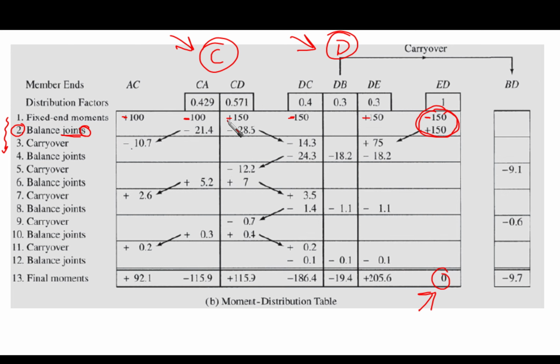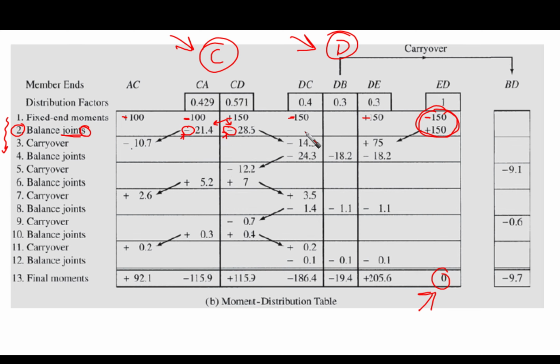This plus 50 is going to be distributed between the 2 branches here with the negative sign. Whenever we balance, it is with the opposite sign of the difference. So we have 150 minus 100, which gives us 50 unbalanced moment. Then 50 times 0.429 gives us 21.4, and we put a negative sign here. Similarly, 50 times 0.571 gives us 28.5, and we put a negative sign here.